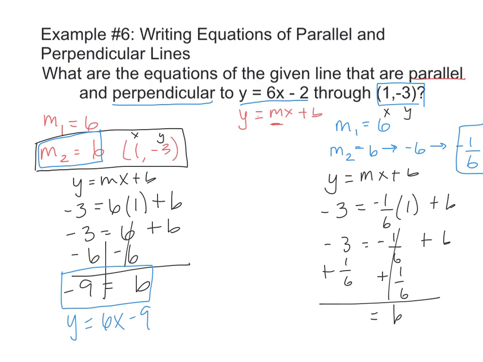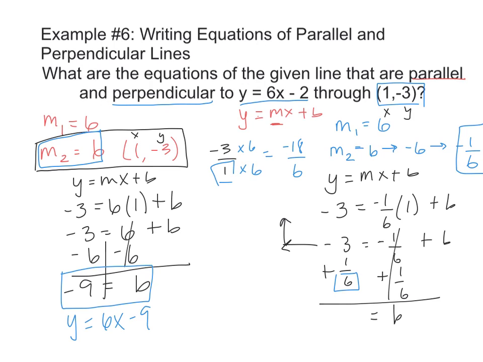So now we just have to do the work for that. Remember, negative 3 is the same thing as, and I'm actually going to draw it up here, negative 3 over 1, right? And I need to find a common denominator with 6. So to get 1 to be 6, I would need to multiply both the numerator and the denominator by 6, which will give me negative 18 over 6.